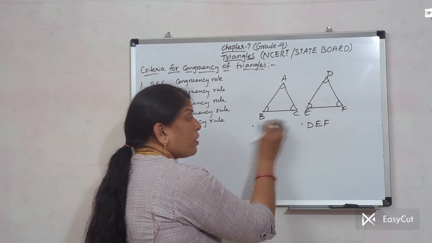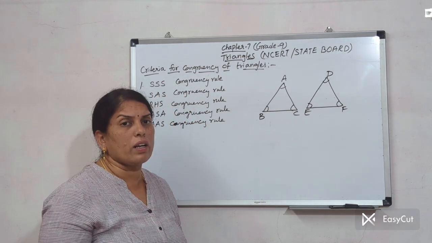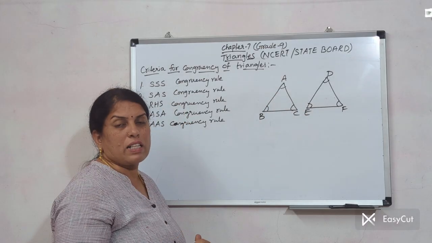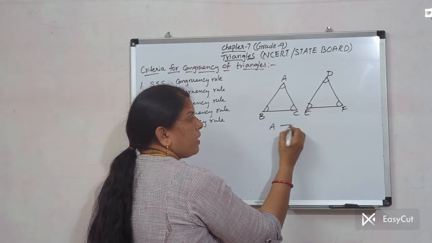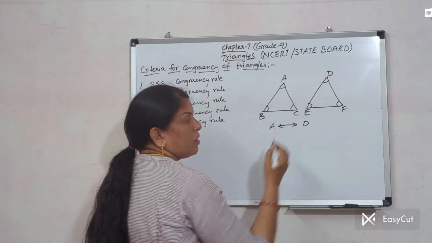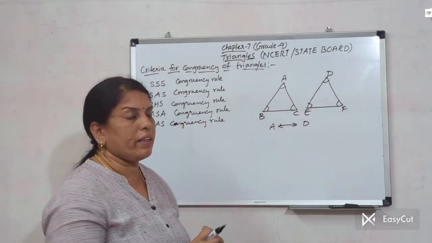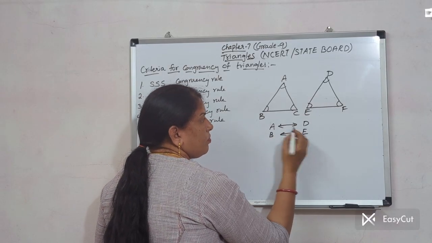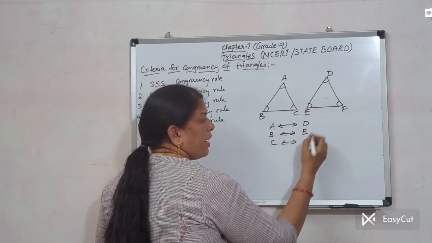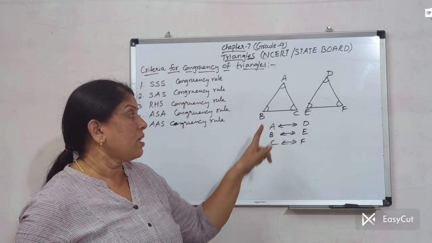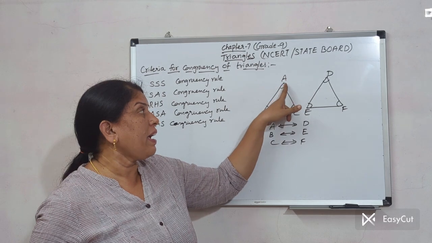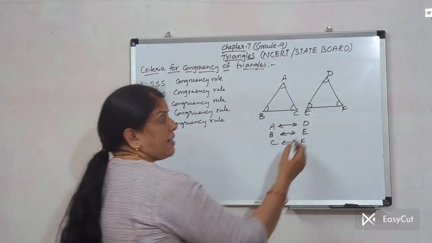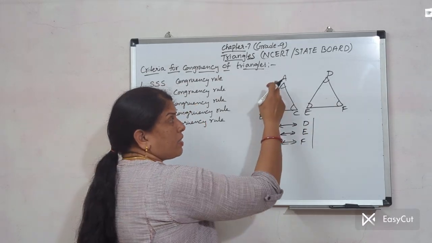Now when two triangles are congruent, what are the corresponding vertices? A will be corresponding to D. That means A lies on D, B is corresponding to E, and C is corresponding to F. According to vertices, A lies on D, exactly B lies on E and C lies on F. These are the vertices. Now the sides, what are they equal to?